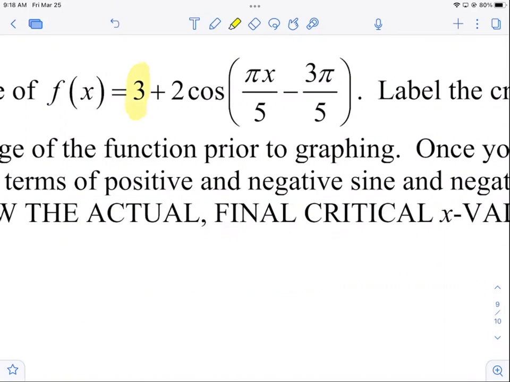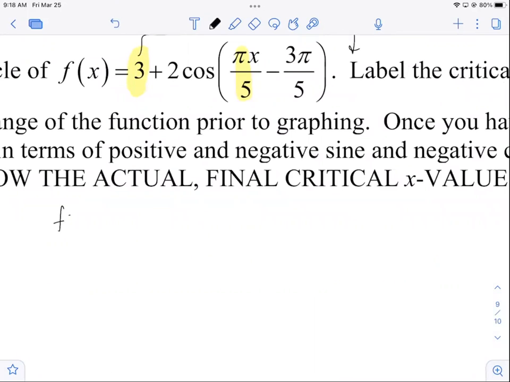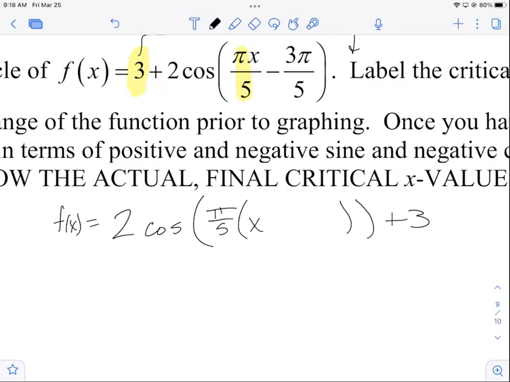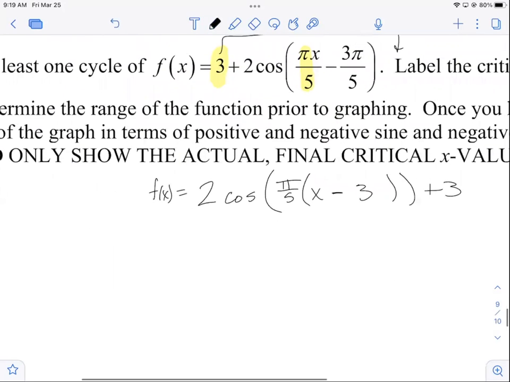We need to get the 3 that's in the front, the single floating term, to the back. And then inside, the x term is first, but I have to factor out a pi fifth. So a little bit of housekeeping first. f of x is positive 2 cosine parentheses plus 3. And now I'll pull out a pi fifths. Parentheses, I know that's going to be an x. I'm pulling out a positive pi fifth, so I know it's still going to be minus. What do I get when I pull a pi fifths out of a 3 pi fifths? 3. Yeah, 3. So that looks like that's it.